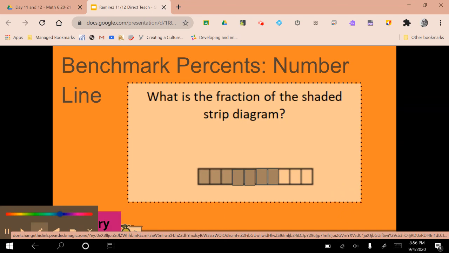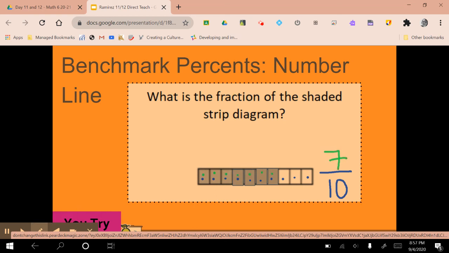Let's try this one. What is the fraction of the shaded strip diagram? First, we need to count all of our squares. 1, 2, 3, 4, 5, 6, 7, 8, 9, 10. Remember, our total goes on the bottom of our fraction. And then we're going to count how many are shaded. 1, 2, 3, 4, 5, 6, 7. 7 out of 10 are shaded. So 7/10 is our final answer for the fraction of our shaded strip diagram.